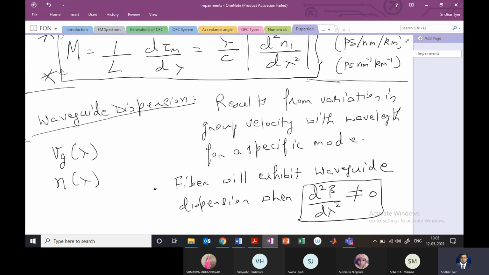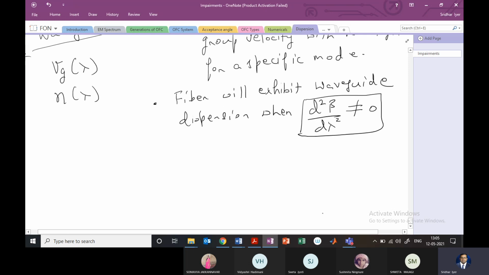So in the single mode fibers, this waveguide dispersion is quite severe, but it is wavelength dependent. There is not much way in which we can reduce the waveguide dispersion, because once you make the waveguide, then we really cannot change anything about it. So I'm not going to do the mathematical part, because as I told you, it is a bit complicated.